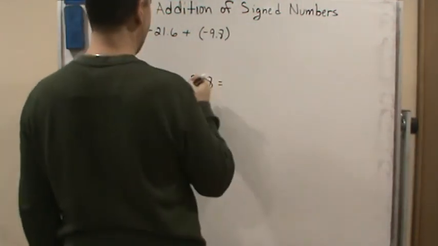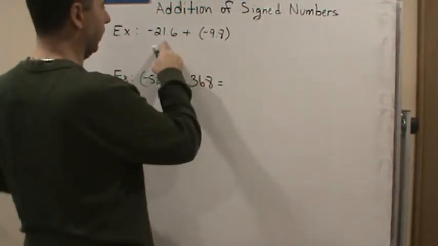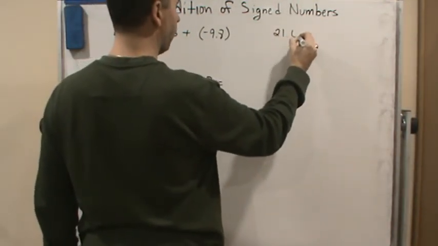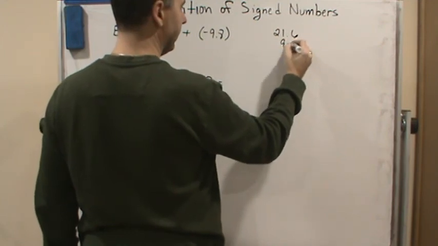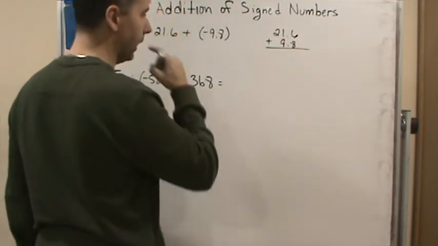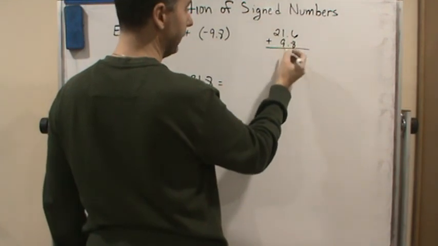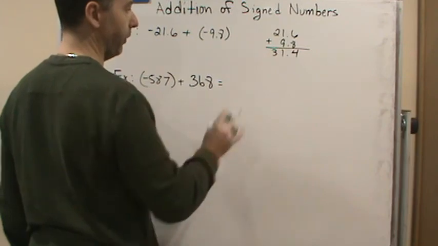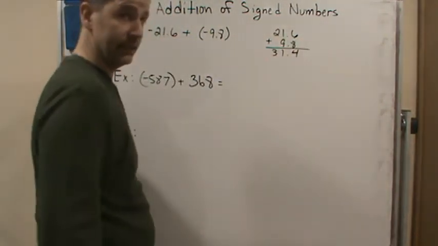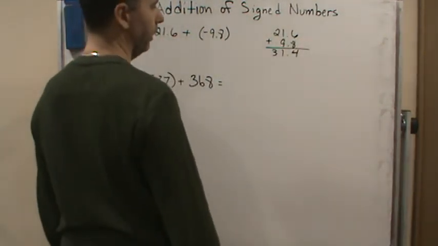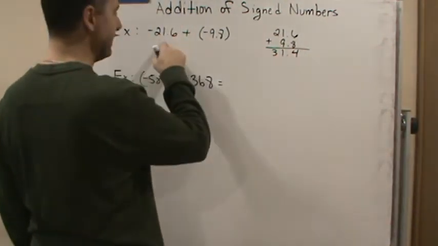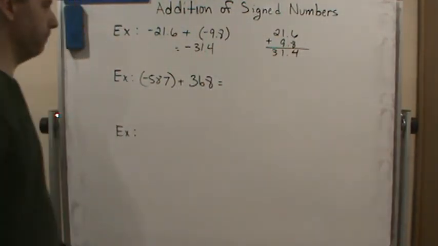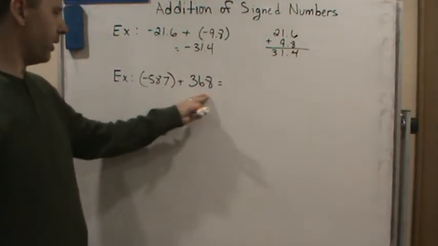So how do we add these? Well, again, remember adding decimals, we line up the decimal, right? So we have 21.6 and 9.8, so we're going to add those. And so what do we get? We get 31.4, right? So again, I'm adding left to right. That's the easiest way in my head, okay? So we get 31.4, but now it's negative. So this is going to be equal to negative 31.4. And then we're done.